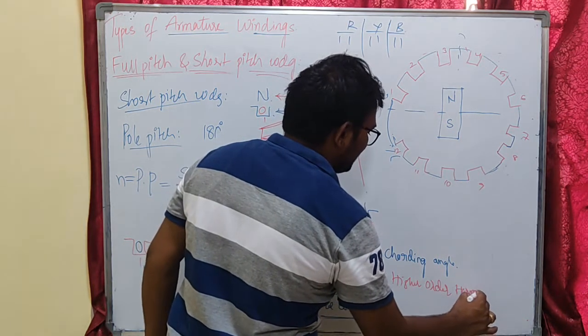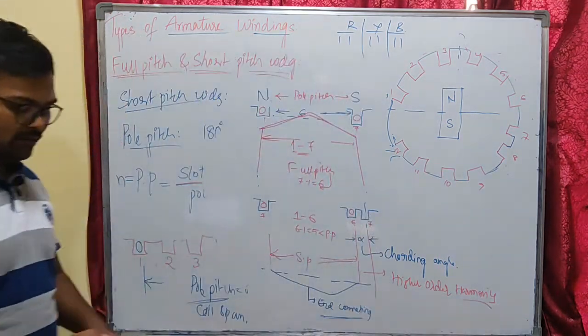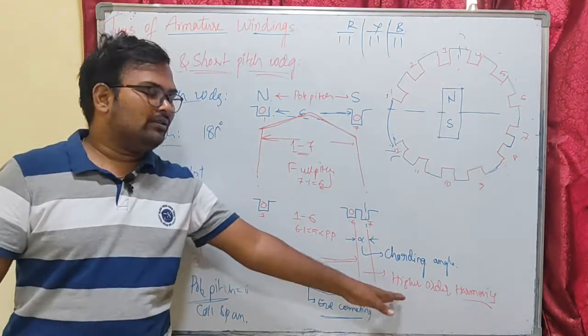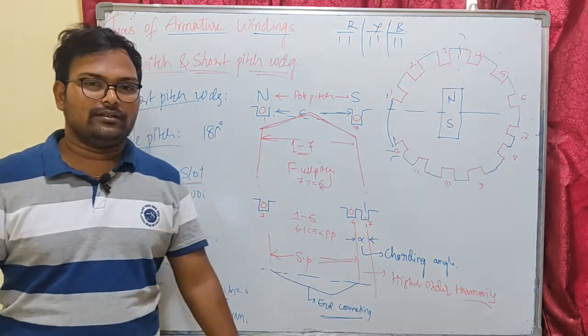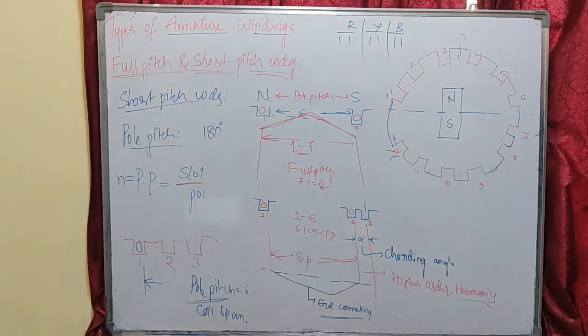This is another advantage of keeping short pitch. You know that if harmonics are reduced, the EMF waveform generated in the machine will be nearly sinusoidal. This is another advantage. And the third advantage is, as high frequency harmonics get eliminated, eddy current and hysteresis losses, which depend on the frequency, also get minimized.